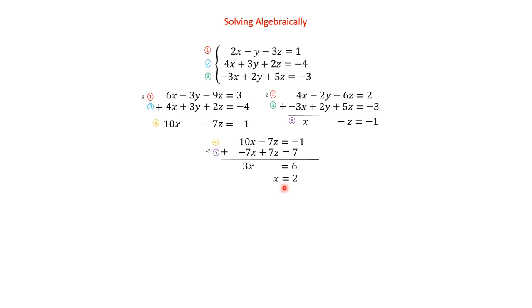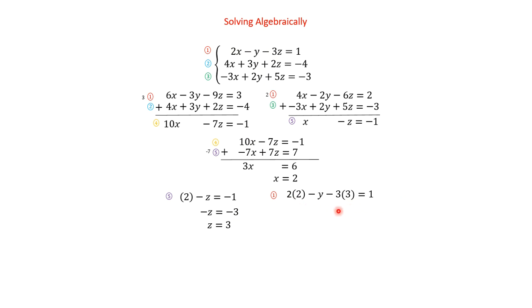Plug this into one of them. Let's plug it into equation 5. So we have 2 minus z equals negative 1. We can subtract the 2 over to get negative z equals negative 3, which means z equals 3. And then plug both of these back up into one of the top ones. Let's go equation 1. We'll get 2 times 2 minus y minus 3 times 3 equals 1.